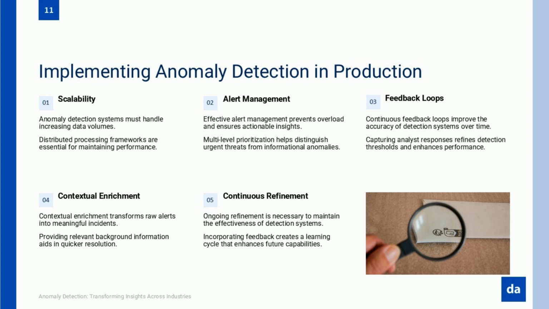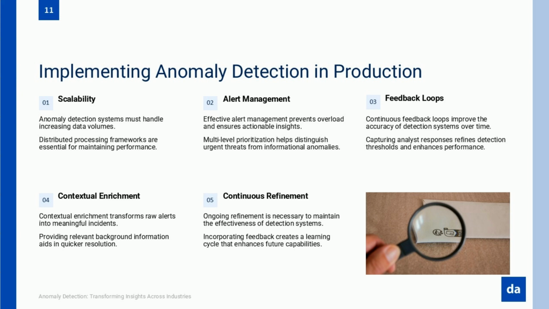An often overlooked aspect of scaling is the implementation of adaptive sampling techniques. Not every metric needs to be analyzed at its highest resolution. By dynamically adjusting sampling rates based on signal volatility and business importance, systems can dramatically reduce computational requirements while preserving detection quality for critical metrics. For instance, stable background processes might be sampled less frequently than customer-facing services where anomalies have immediate business impact.